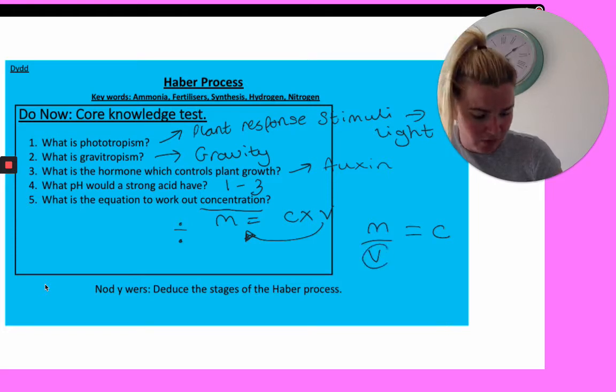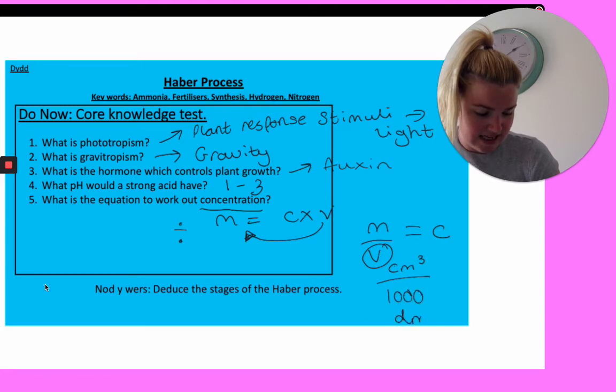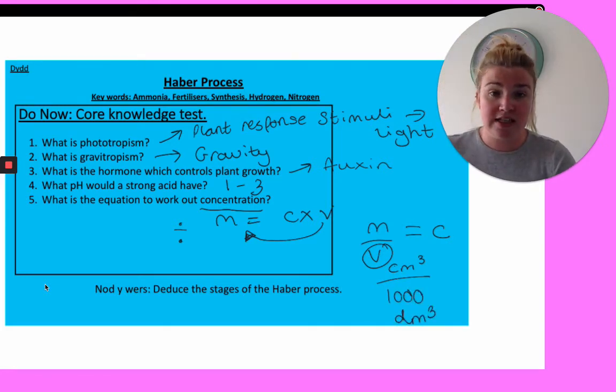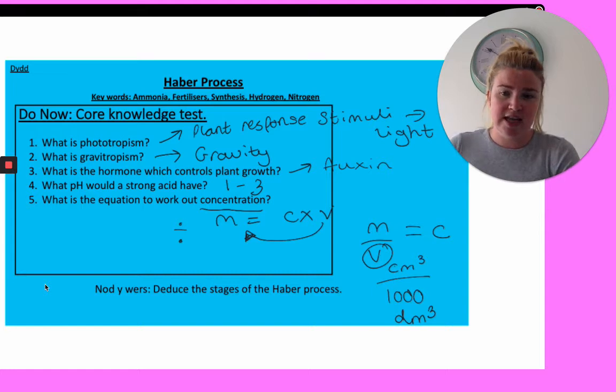Remember with the volume, normally it's in centimetres cubed, so we need to divide it by 1,000 to get it into decimetres cubed, okay? These are all things that we constantly need to be thinking about when we're looking at these questions. I know that question just said, what is the equation to work out concentration? But can you see the thought process I went through there? Rearranging it, remembering that volumes normally come in centimetres cubed. So there's a couple of things to be thinking about.